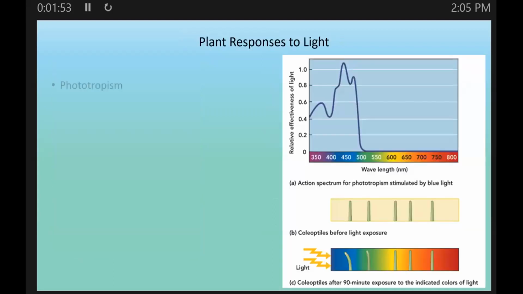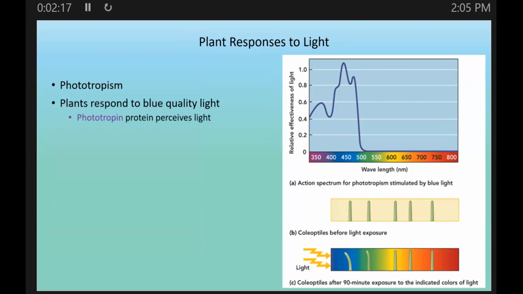Okay, this is a topic I need to also discuss with you today, this idea that when you think about phototropism, for example, it is not just any old quality of light that's going to cause some of these responses. In this case for phototropism, it's actually blue light that the plant is specifically responding to. And it is because it has a special protein or photoreceptor that we call phototropin. Okay, so phototropin is the photoreceptor that is designed to absorb blue light.